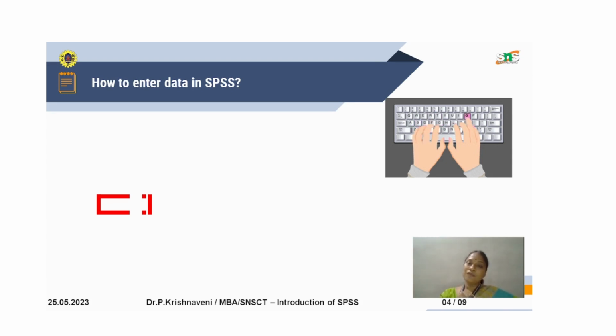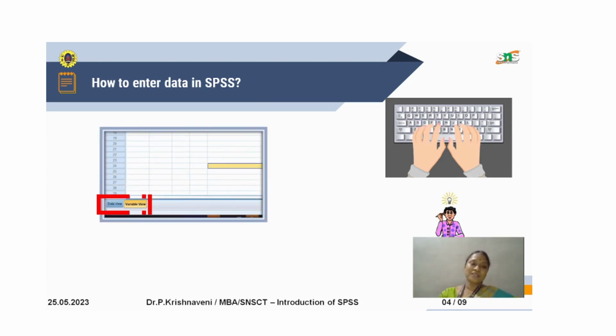But here, for each sheet we have two things to be entered. One, the data to be entered in the data view, and the appropriate characteristics and other features of the data are to be informed to SPSS with the support of the variable tab. It looks like this. Actually we have sheets like Excel, but there are two views: one is the data view, the other one is the variable view.